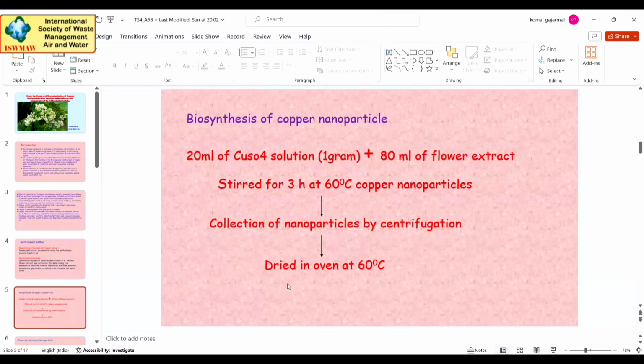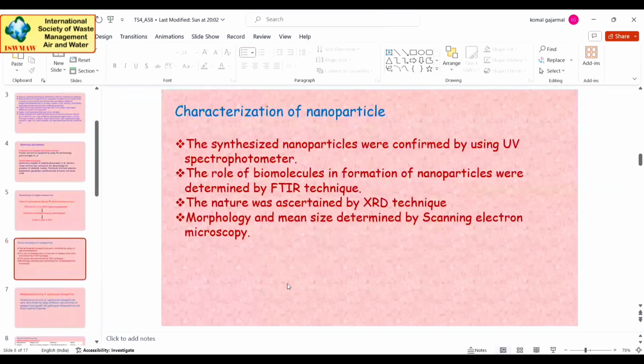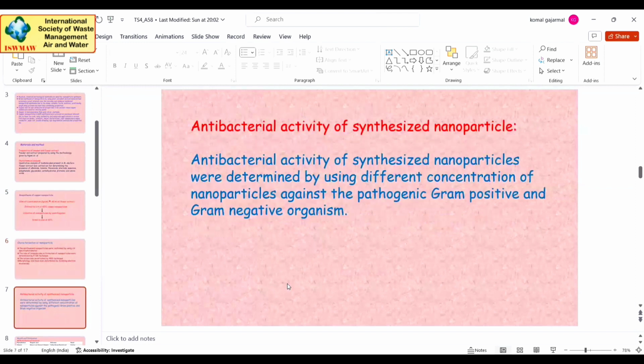Again, the prepared nanoparticles proceed to characterization, which is done using UV photometer, then FTIR, then XRD, and scanning electron microscopy. To check whether the nanoparticles have antimicrobial activity or not, the next method chosen is the antimicrobial activity of the synthesized nanoparticles. For that purpose, pathogenic gram-positive and gram-negative organisms were selected.